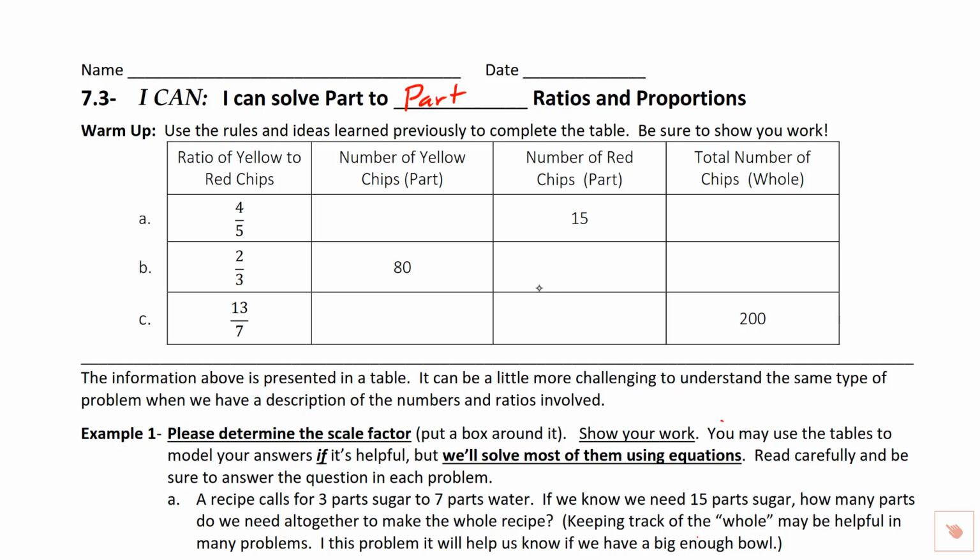So we're going to go through and talk about some of the ways that we figured out how we can determine how many yellow chips there are based on how many red chips there are, or based on how many there are in total, or something like that.